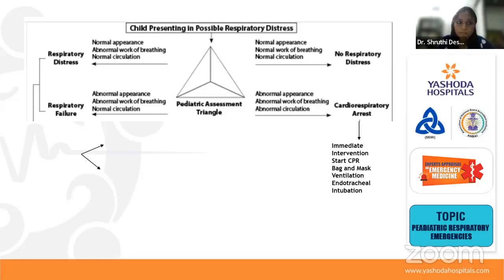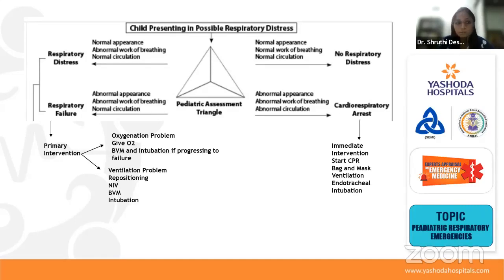If the child has normal appearance, abnormal work of breathing and normal circulation, then the child is in respiratory distress. If the child has abnormal appearance, abnormal work of breathing and normal circulation, then you can classify it as respiratory failure. Here the primary intervention: if there's an oxygenation problem, give oxygen. If the child is progressing to failure, do bag and mask ventilation and intubation. Ventilation problem: reposition the child, use NIV. If the child is progressing into failure, then do bag and mask ventilation and intubation.